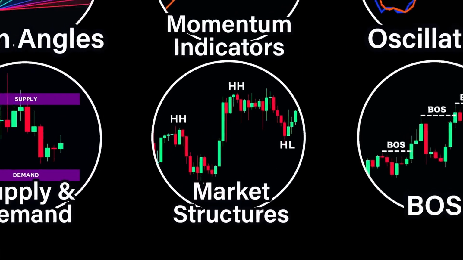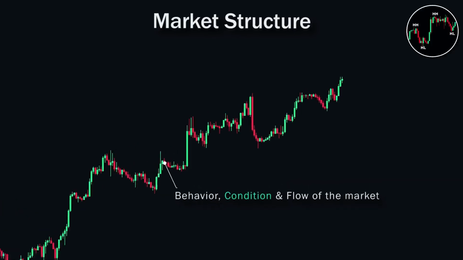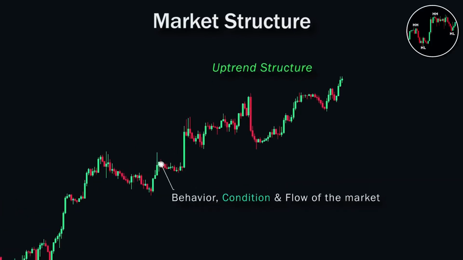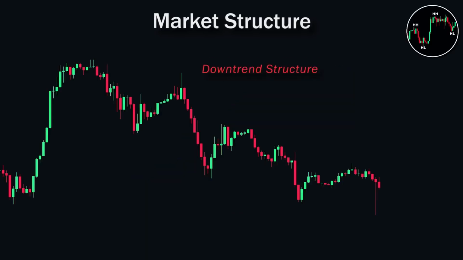Positions. Market structure. Market structure is when a trader analyzes the behavior, condition, and flow of the market. An uptrend structure is characterized by price forming higher highs and higher lows, while a downtrend structure is characterized by price forming lower highs and lower lows.